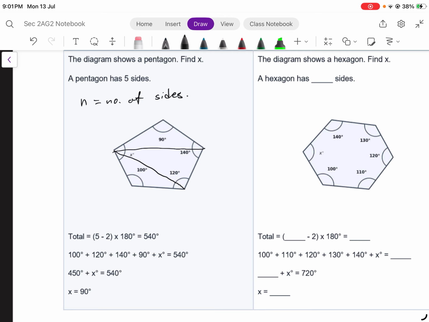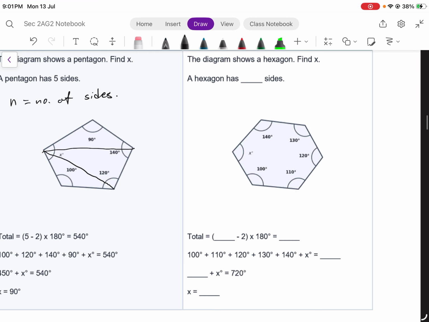Alright, so 5 minus 2 will give me 3 triangles. Okay, now, does this work for all polygons? Yes, it does. So if you look at it this way, how many sides are here? 1, 2, 3, 4, 5, 6.